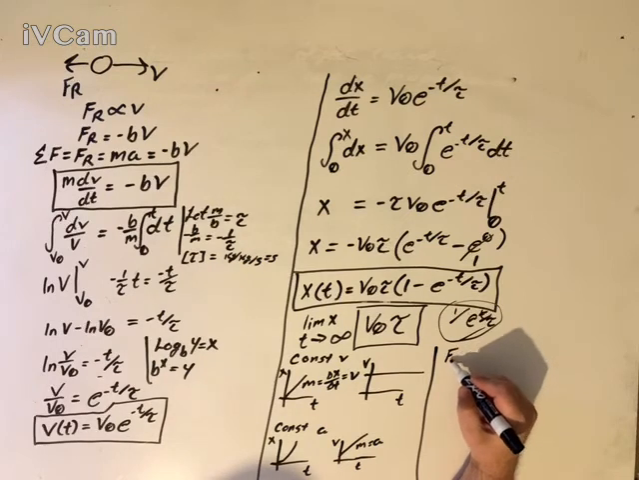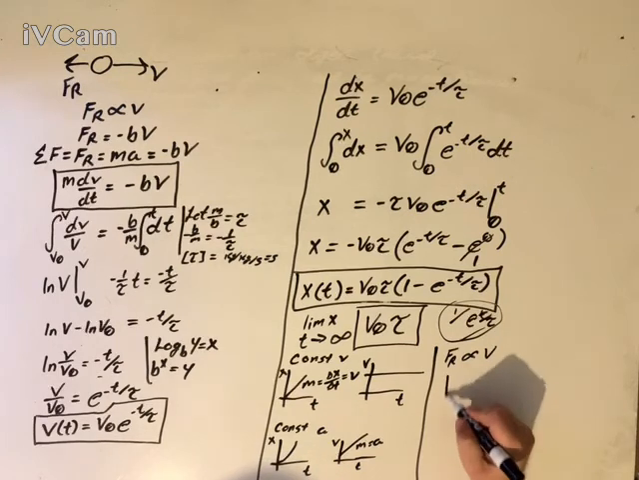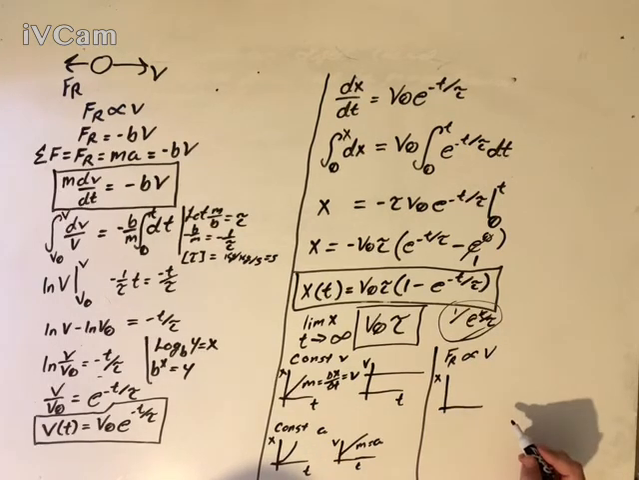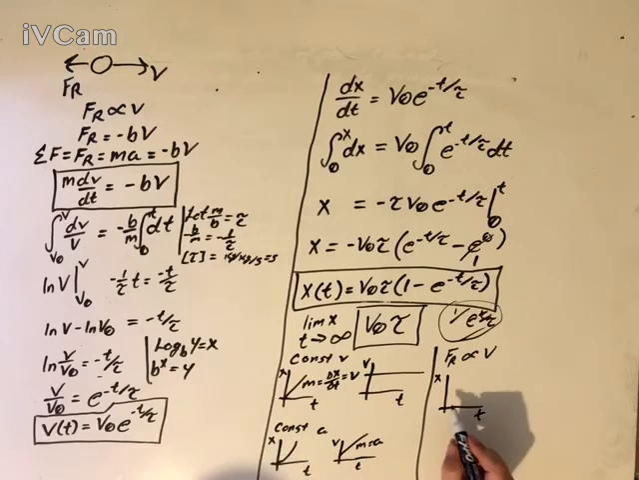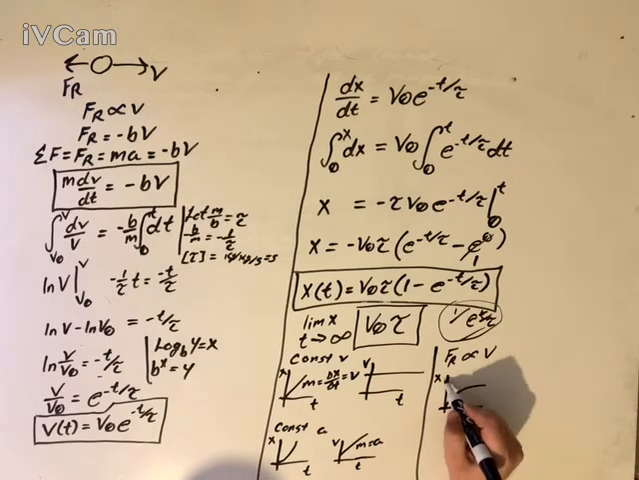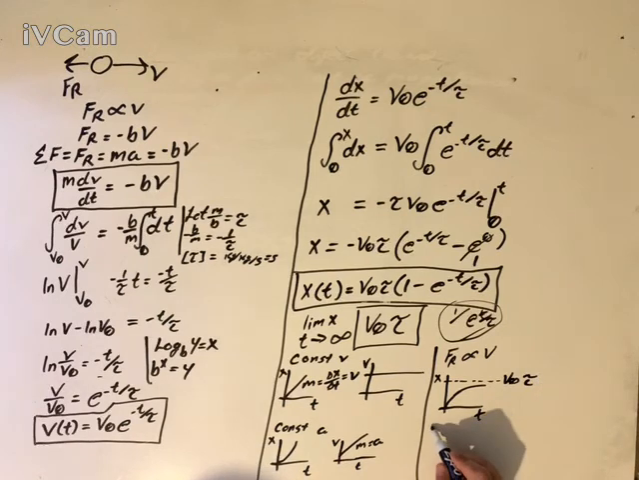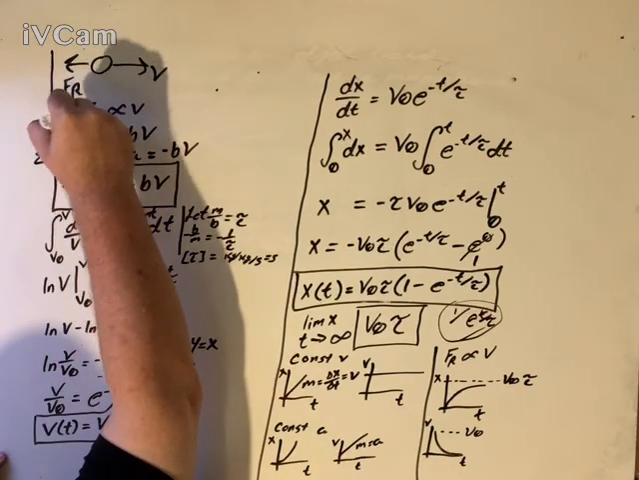For the condition that we just solved here, where the resistive force is proportional to the velocity, if you have position versus time, you're going to start off at x equals 0 at time equals 0, and you are going to have an exponential curve with an asymptote at v sub o tau. And velocity versus time starts off at some initial velocity, v sub o, and then the time axis is your asymptote.